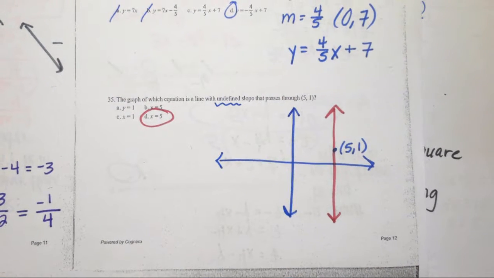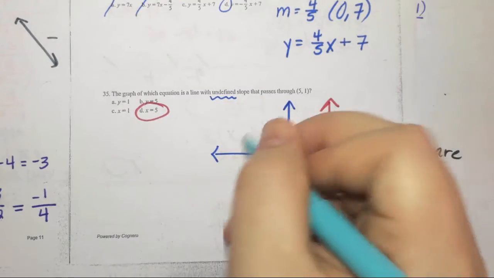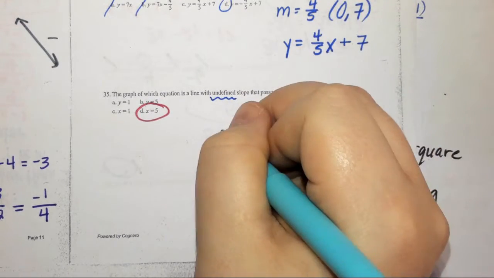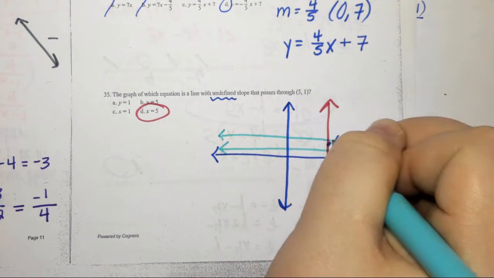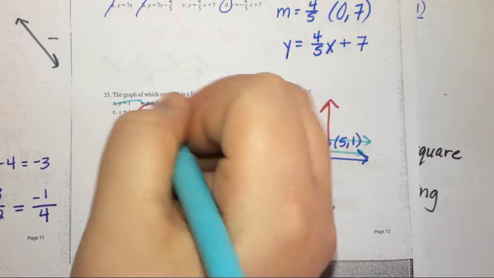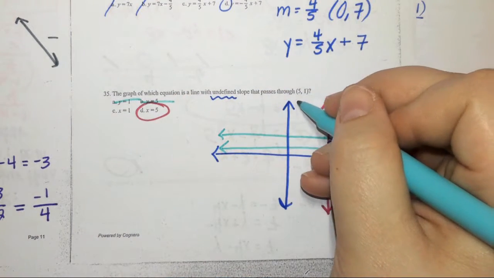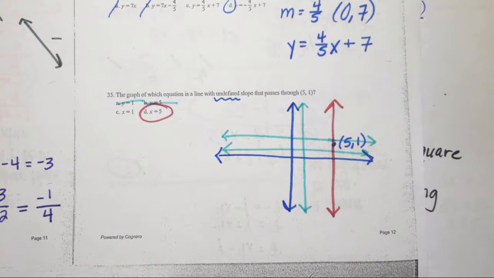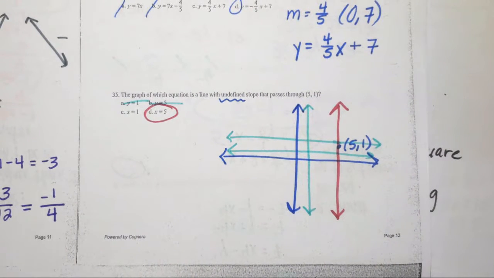If you said A or B, y equals 1 has a slope of 0. Y equals 5, some of these are going to, but it still has a slope of 0. So it's not either of the y's. And then x equals 1 is a straight up and down line, but it doesn't cross through 5, 1. So the answer had to be D.